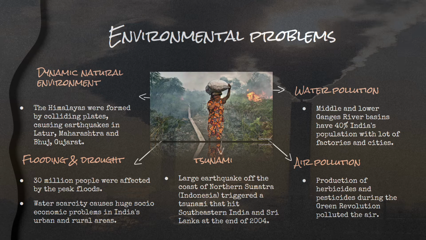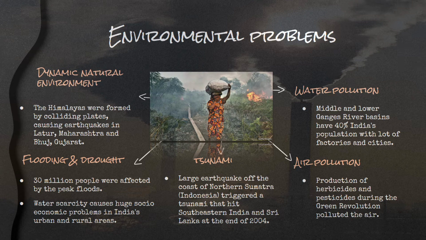The other environmental problem is air pollution. The production of herbicides and pesticides during the Green Revolution polluted the air. Water leaked into a methyl isocyanate storage facility at the Union Carbide pesticides plant in India, causing a chemical reaction and a cloud of poisonous fumes. It resulted in deaths and impacts on eyes, lungs, and immune systems.